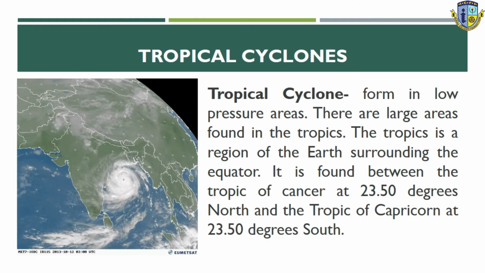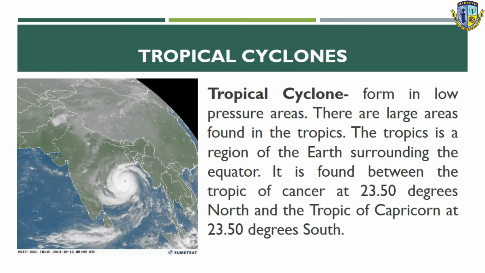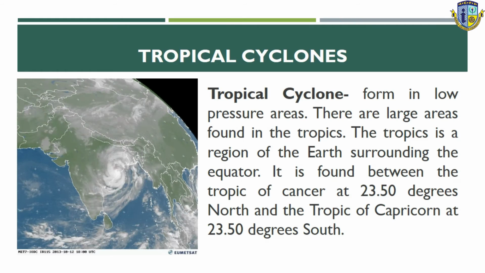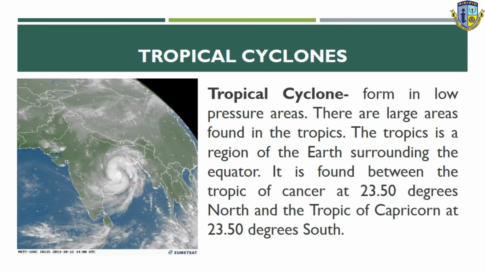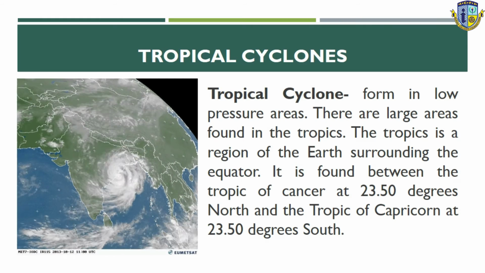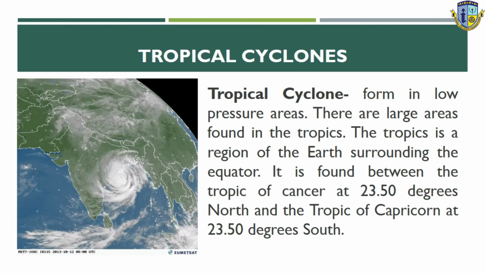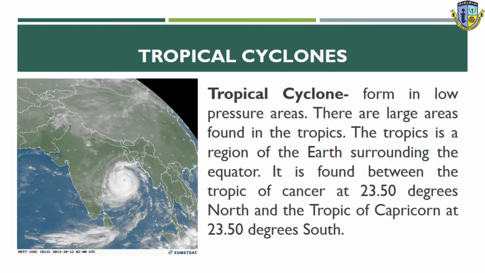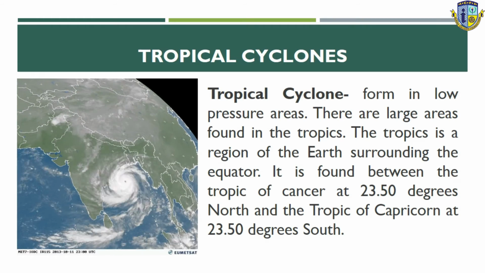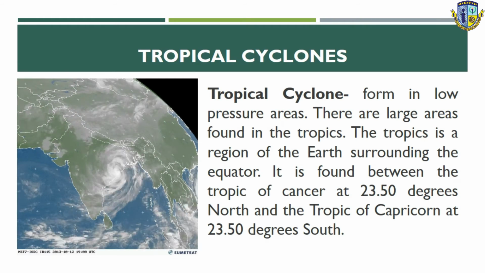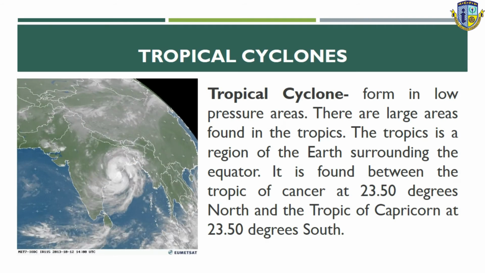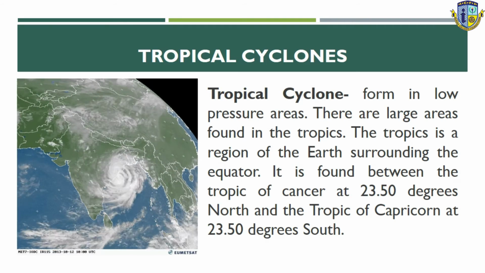Tropical cyclones form in low-pressure areas. These are large areas found in the tropics. The tropics is a region of the Earth surrounding the equator. It is found between the Tropic of Cancer at 23.5 degrees north and the Tropic of Capricorn at 23.5 degrees south.